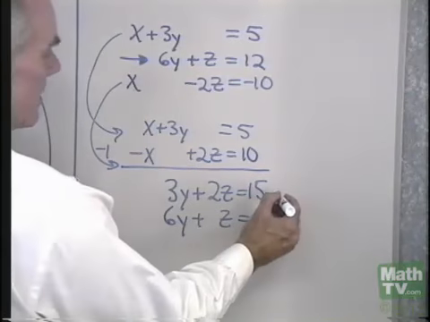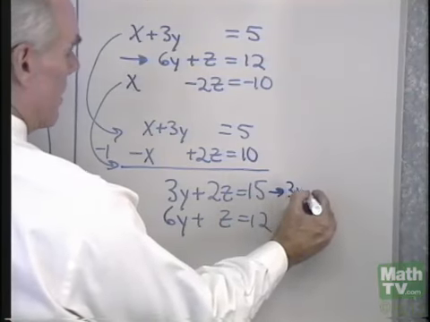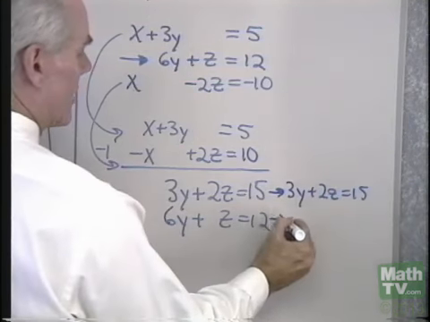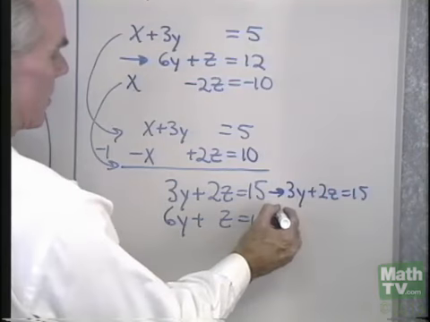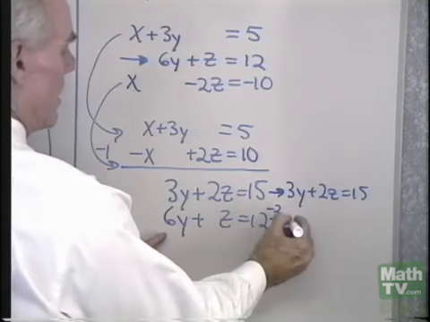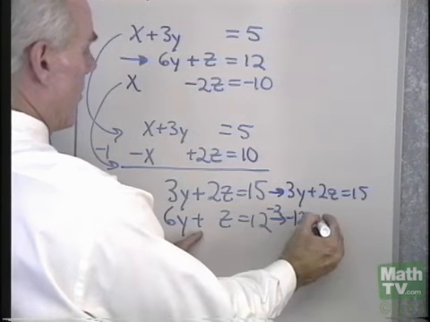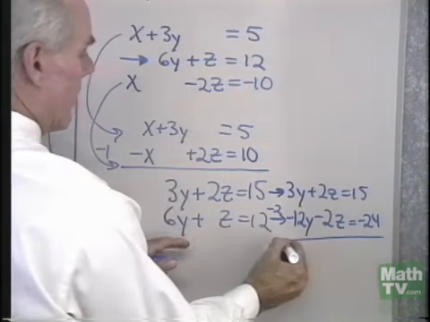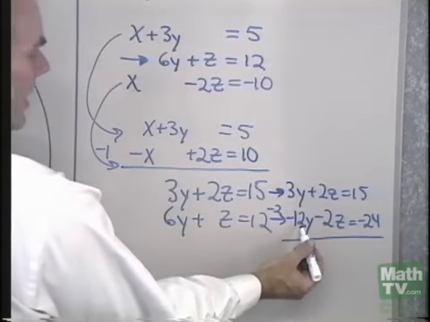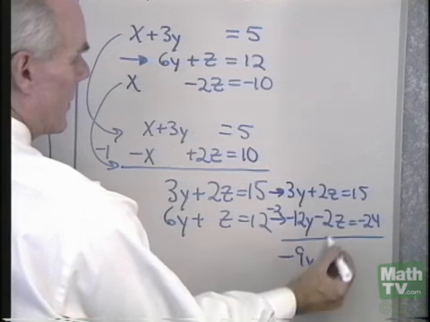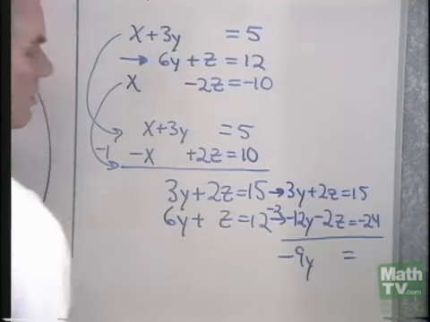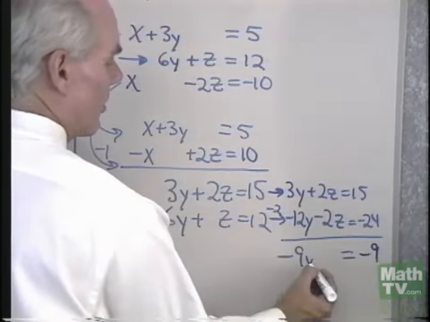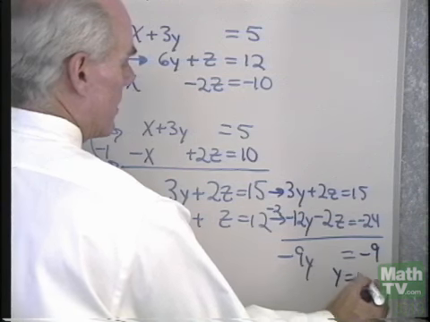This one I think I can do easily by taking my first equation, 3y plus 2z equal 15, and adding it to negative 2 times my second equation. So I'll multiply this by negative 2. I get negative 12y minus 2z is equal to negative 24. Now when I add these together, 3y and negative 12y, negative 9y, plus 0 is equal to negative 9. So y is equal to 1.